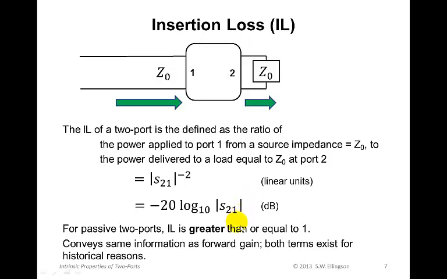Insertion loss must be greater than or equal to 1 for passive two ports. Now note that the forward gain and the insertion loss convey the same information. One is just the reciprocal of the other. So why do we have both terms? Well, this is purely for historical reasons. Forward gain is more commonly used to describe active two ports, like amplifiers, whereas insertion loss is more commonly used to describe passive two ports, such as filters and other passive devices.